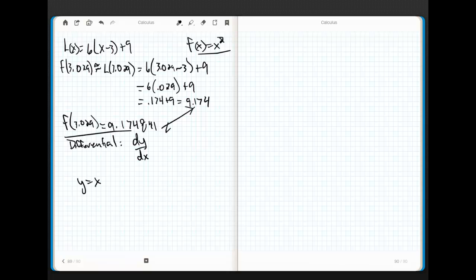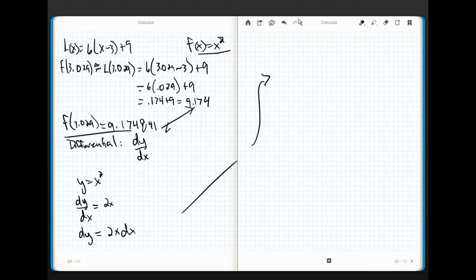So y equals x squared. Do you agree that dy over dx, if y equals x squared, is 2x? Now, in a quick little puff of algebra, do you agree that dy equals 2x dx? So follow my logic here for a sec, because at first it's a little bit tricky to figure out, but watch what happens. So I'm going to rewrite that. dy equals 2x dx.